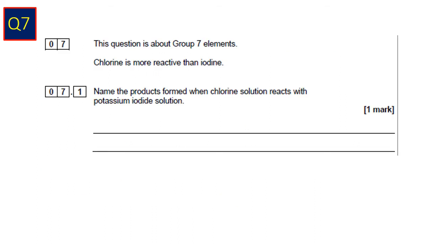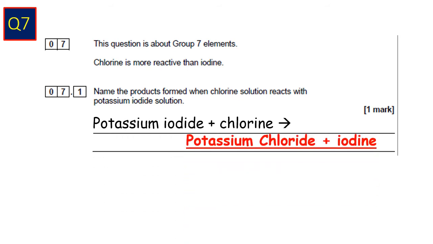So this question is about group 7. Chlorine is more reactive than iodine. Name the products formed when chlorine solution reacts with potassium iodide solution. So this is going to be a displacement reaction, and the products formed are potassium chloride and iodine.